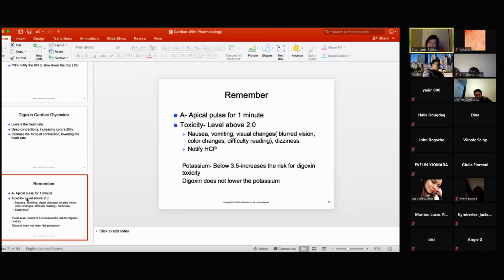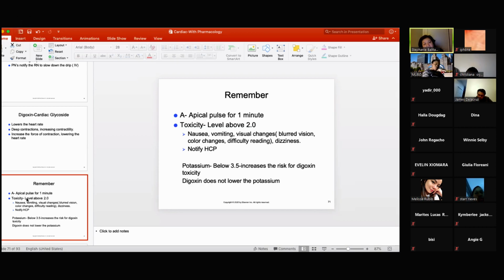I know in reality, we check the pulse. We even do 30 seconds times 2, right? But here you cannot do it. Here, apical pulse for 1 minute. Now we also know the toxicity for digoxin, right? Digoxin level above 2.0.